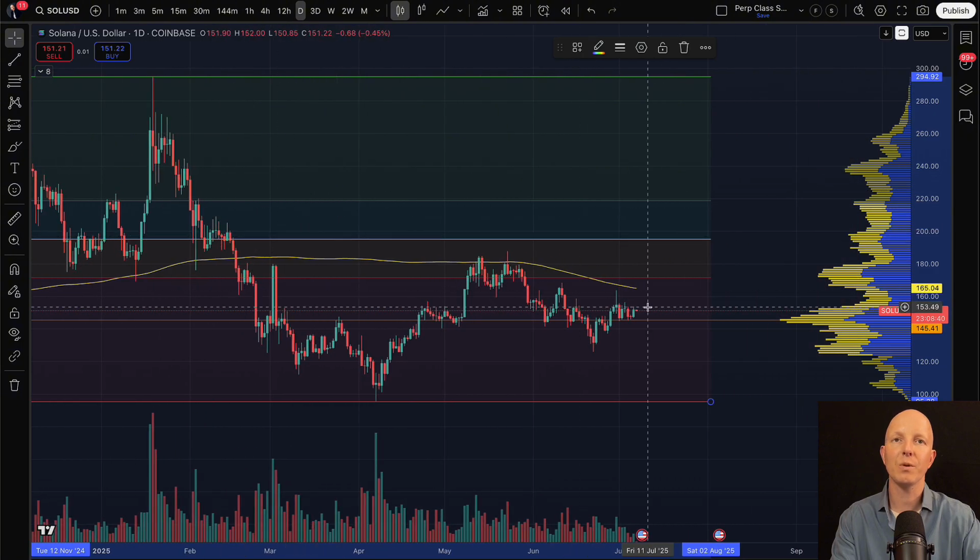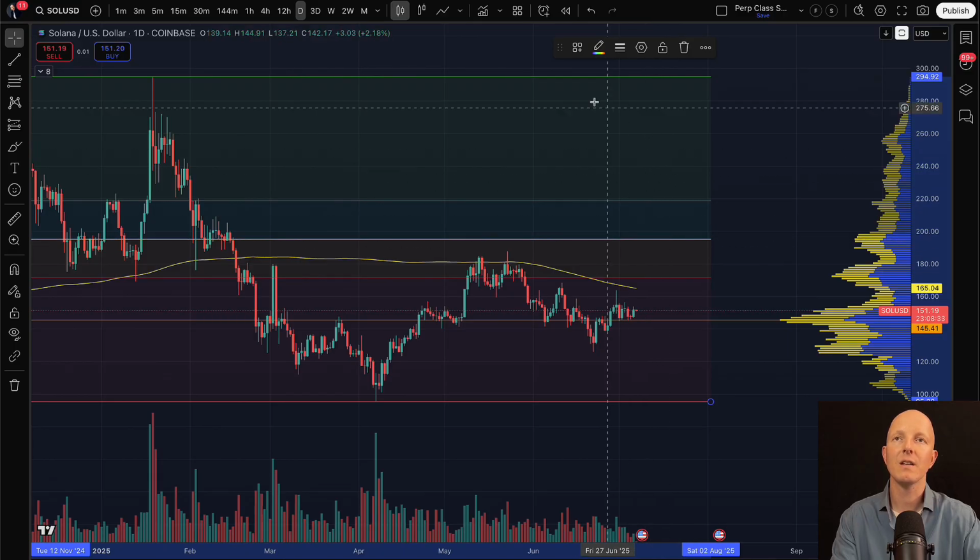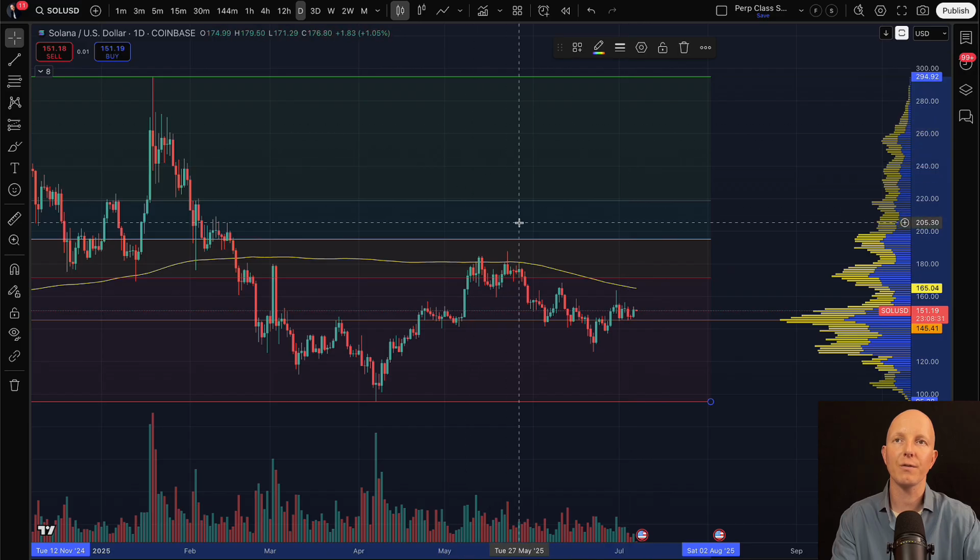And now as we move up, hopefully, in price for Solana, this is going to be the biggest hurdle for us to get into this larger 50% level from the all-time high.